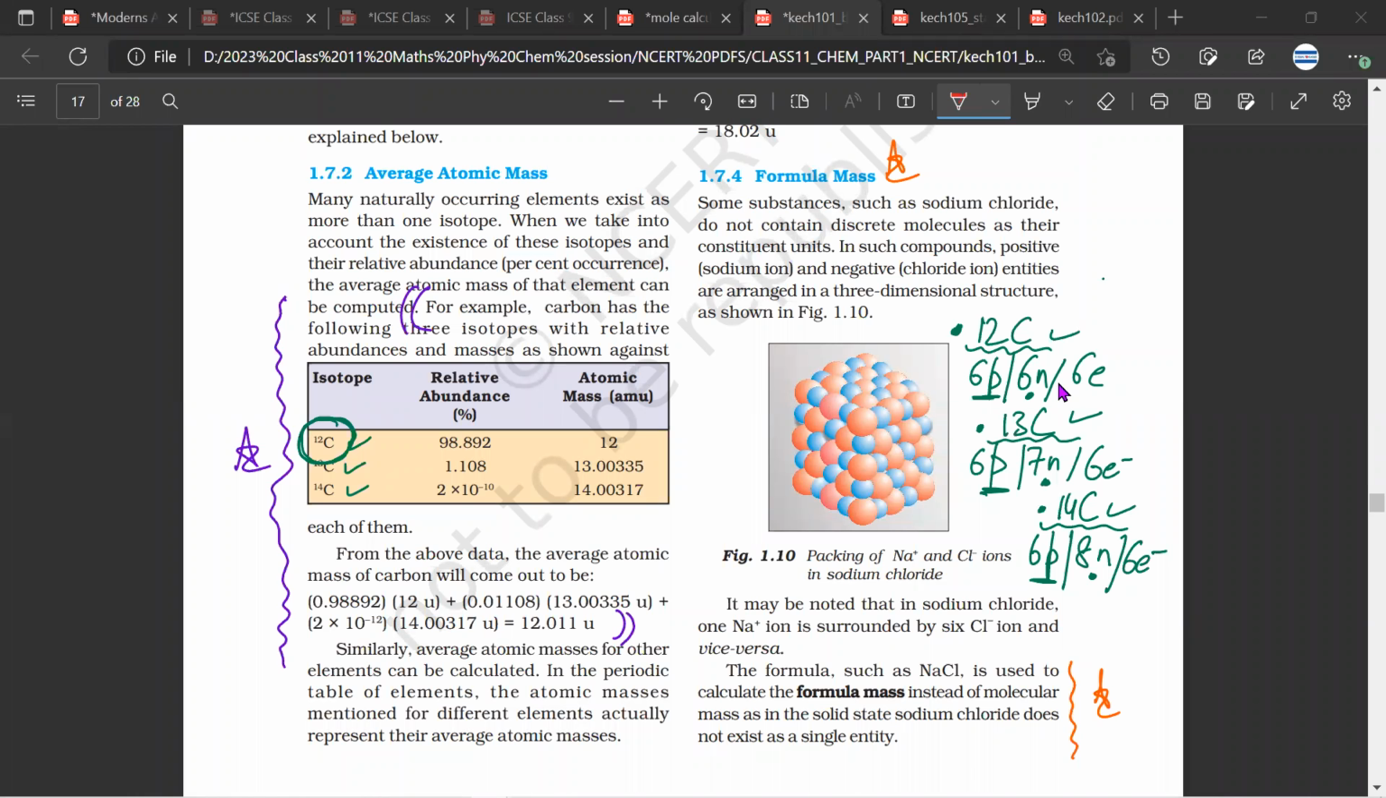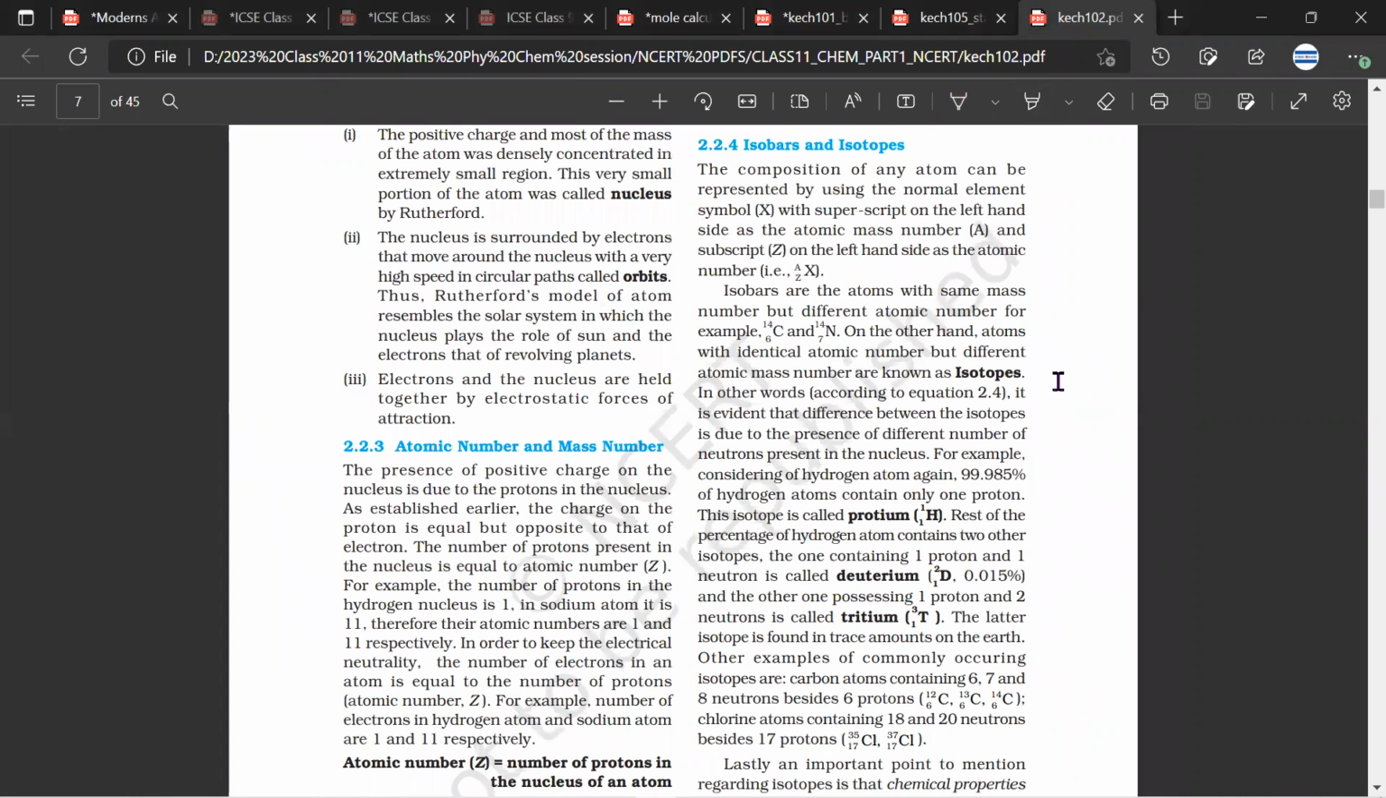Okay, so this is the second topic that I want to cover. What is the meaning of this average atomic mass? Have we understood the concept of isotope? Just to review the concept of isotope again.